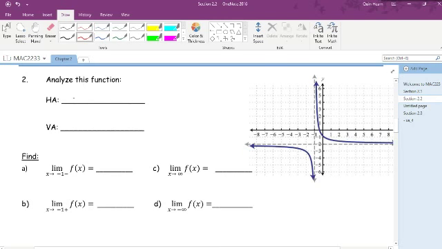-2. Good. Thank you, Marianne. So horizontal asymptote y equals -2. Who can tell me the vertical asymptote? What's the vertical asymptote? Good. x equals -1. Make sure your horizontal asymptote is always a y equals something, and your vertical asymptote is always an x equals something.